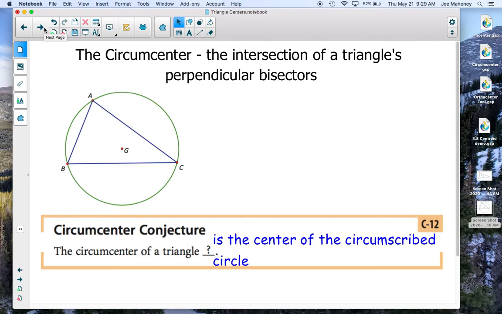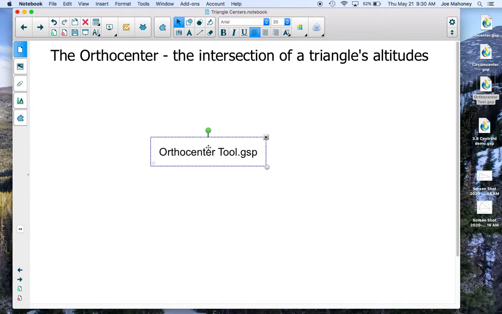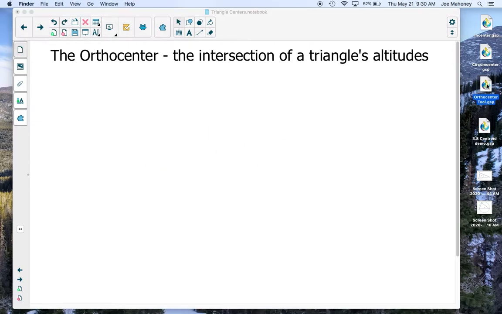Well, let's keep going. This one I think is one of the most fascinating to me: the orthocenter. The orthocenter is the intersection of a triangle's altitudes. So let me bring in my orthocenter. I want to open it.